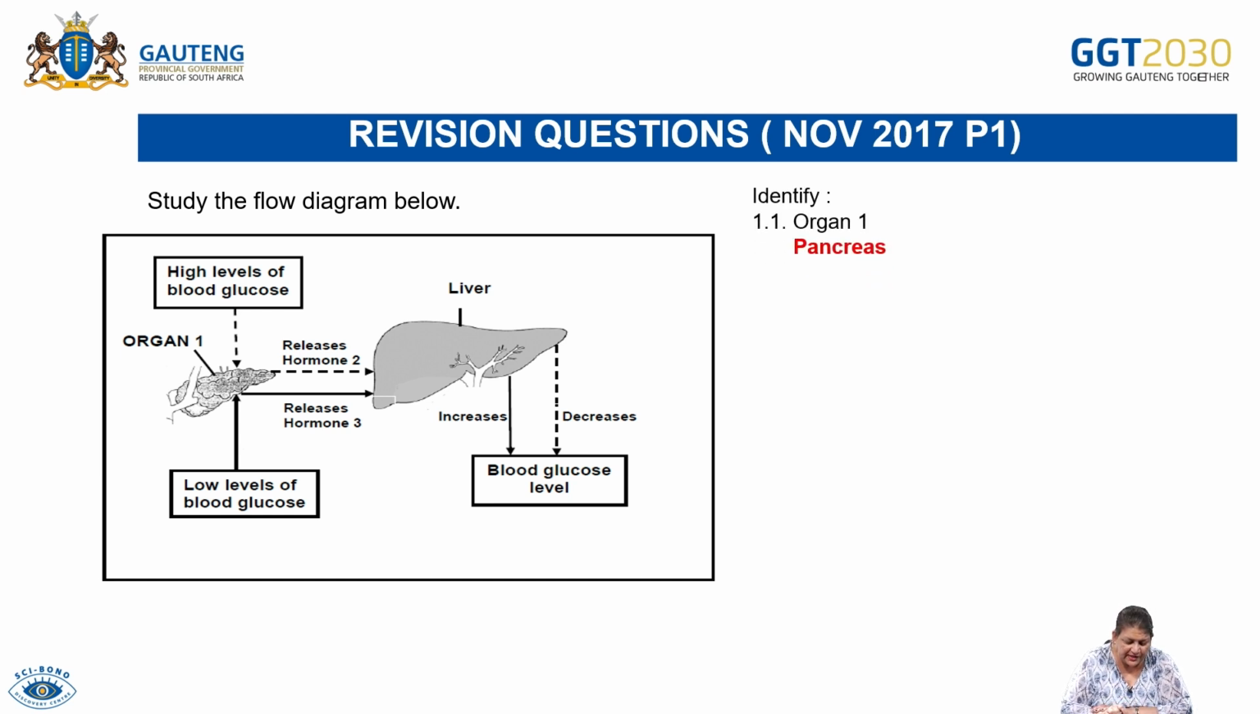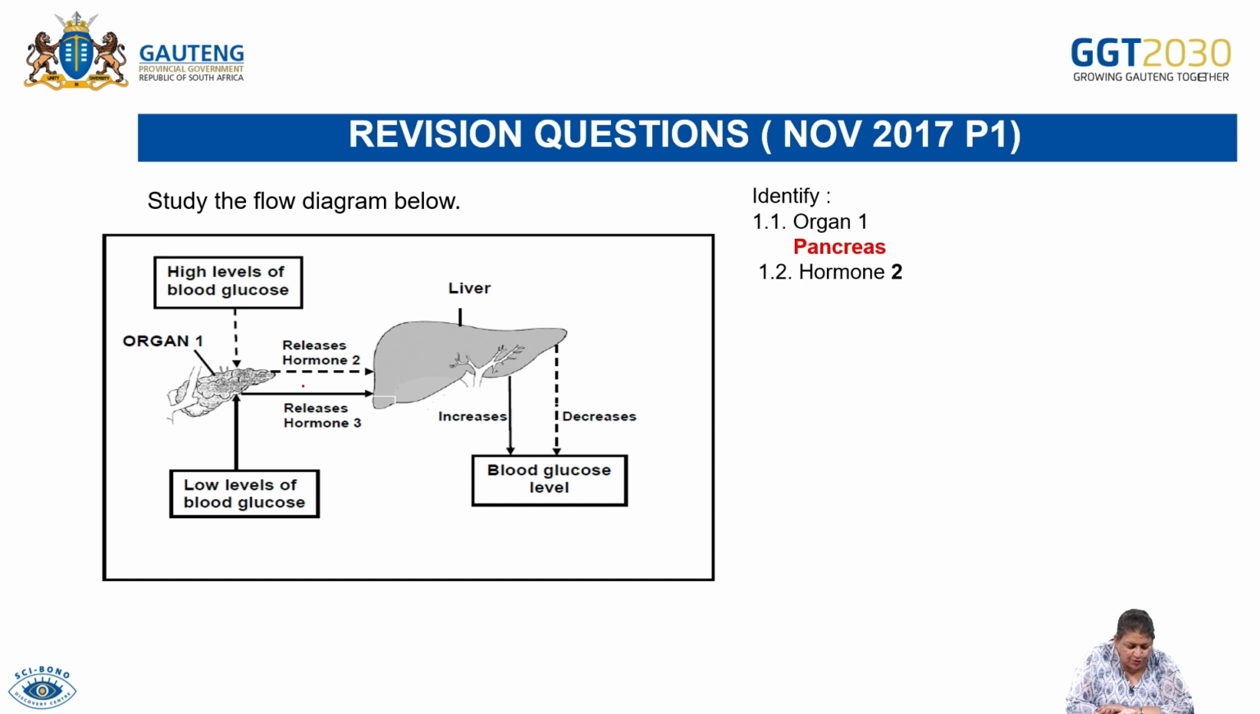Right, let's just look at this here now. Identify organ 1, it's the pancreas. Identify hormone 2, let's look at hormone 2. Now children, here you can see organ 1 there, and hormone 2 is a dotted line. And whatever hormone 2 does, you connect it with a dotted line here. So hormone 2 is a dotted line, and what does it do? Here's the blood glucose. It will decrease the blood glucose level.